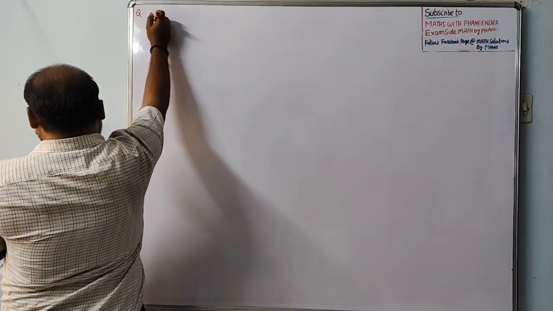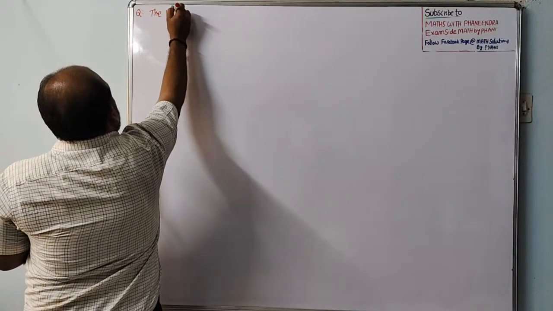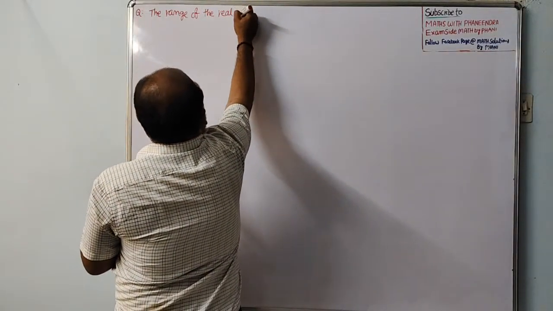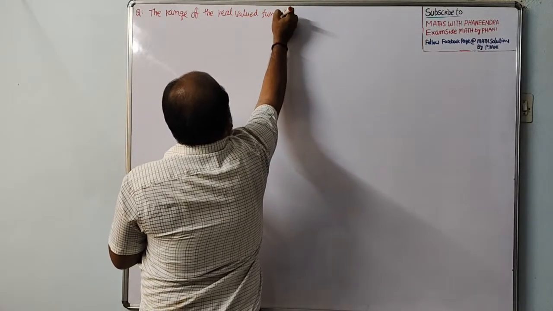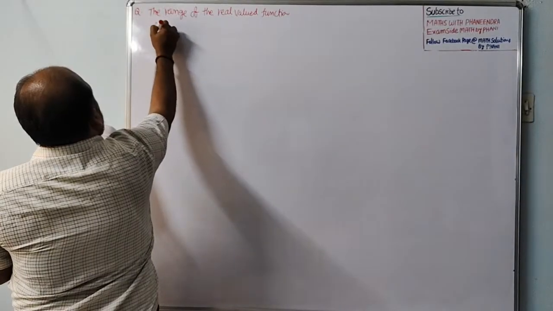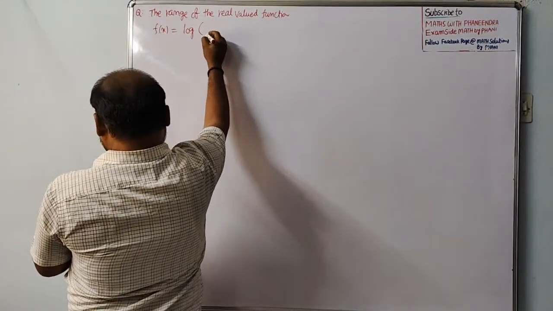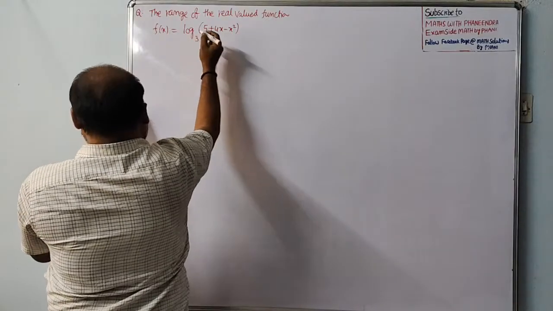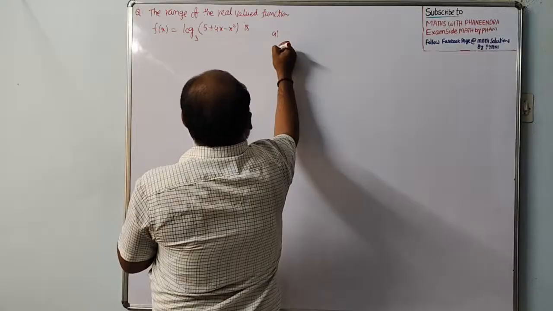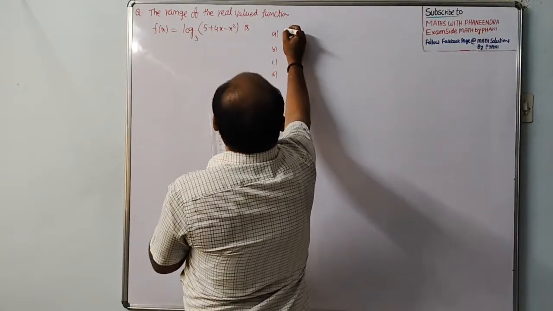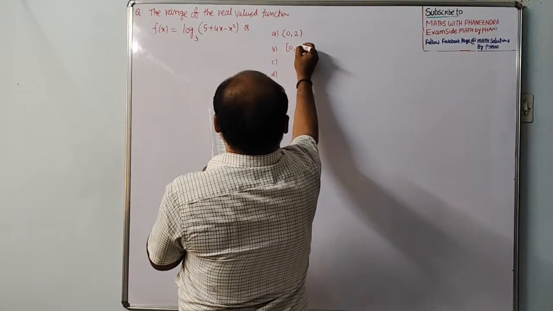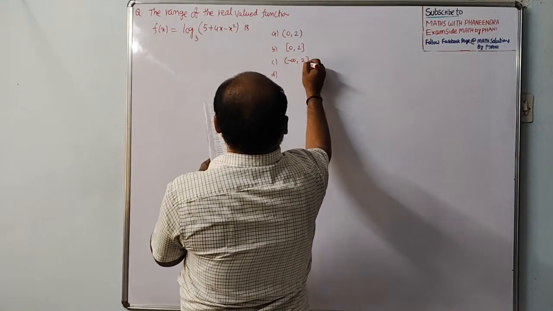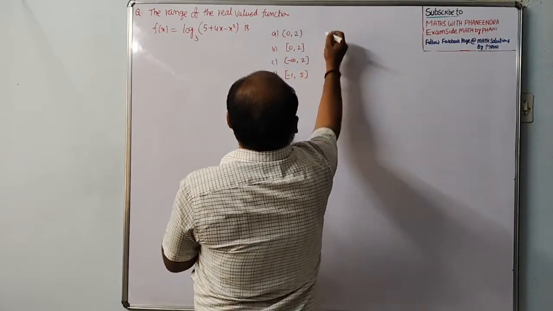Next question. The range of the real valued function f of x equal to log of 5 plus 4x minus x squared to the base 2, base 3 is, so options: open 0 to 2, closed 0 to closed 2, open minus infinity to closed 2, closed minus 1, 5.